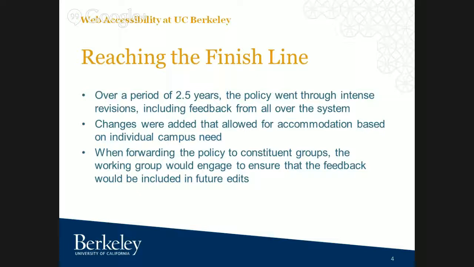So over a period of 2.5 years, the policy went through intense revisions, including feedback from all over the system. Changes were added that allowed for accommodation based on individual campus need. When forwarding the policy to constituent groups, the working group would engage to ensure that the feedback would be included in future edits. Okay, so what that means, sorry we're tag teaming it here, is that we worked on the policy, we sent it out, and this time we really involved everyone at UC.